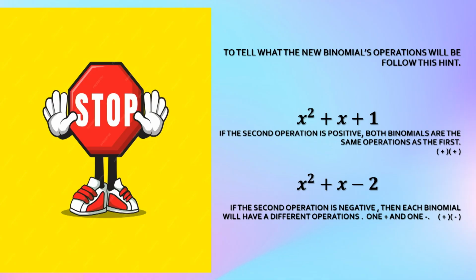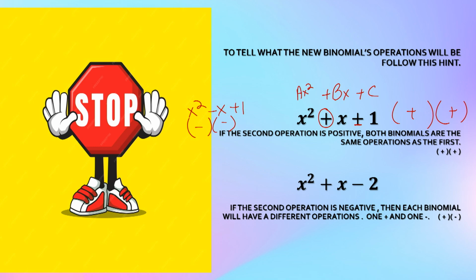All right, now stop. Let's look at this. To tell what the new binomial's operations will be, we must follow these hints. If I have an equation that looks similar to this, and I'm going to put my quadratic formula up here. If the second operation is positive or a plus sign, then both of my new binomials will be the same as my first. So if I had one that looked like this, it would look like this.